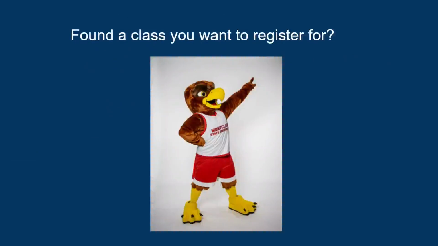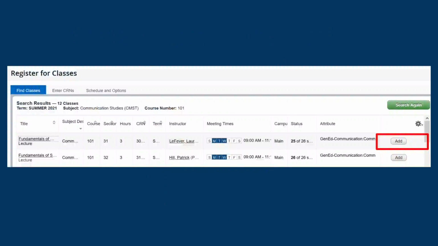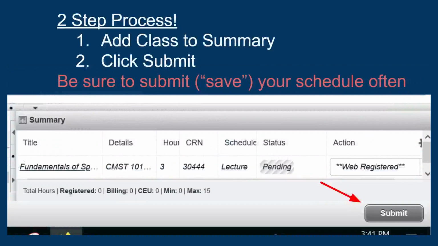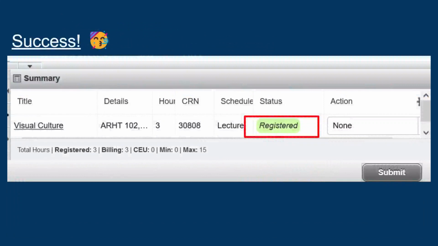So now you've found a class that you want to register for. What do you do? We click the Add button at the end of the row. This will add the class to your summary. Very important. Registration is a two-step process. First, you need to add the class to your summary, and then you must click Submit. Once the status changes from pending to registered in green, then you are registered.